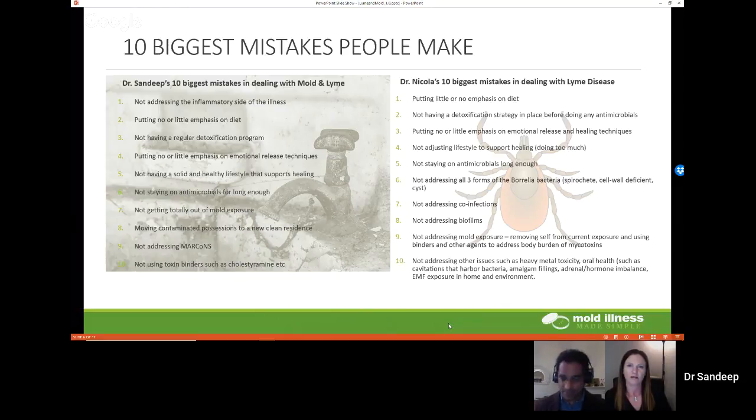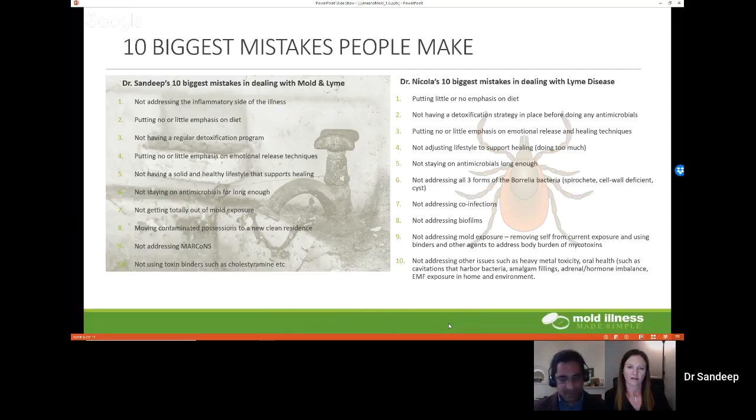And if that's something that you might be doing, it's simply a matter of just shifting the awareness a little bit and just seeing what little things you can do to improve your diet so that you have even better a foundation for your healing program for Lyme or mold. Number 3, not having a regular detoxification program.